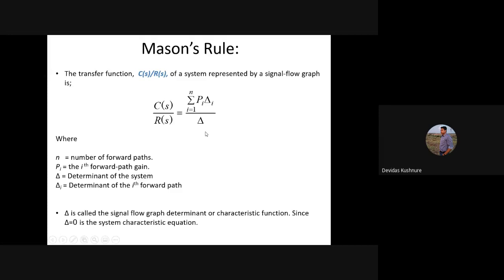The simple formula is the summation of i equals 1 to n of Pi into delta i, divided by delta, where n is the number of forward paths, from 1 to n. Pi is the gain of the ith forward path. Delta i is the determinant of the ith forward path, and delta is called the system determinant. So we have seen how it is going to be calculated.